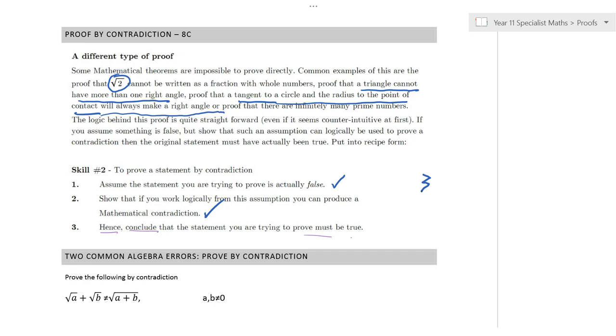So if you find a contradiction, then hence conclude that the statement you are trying to prove must be true. If you think about it, it's like a double negative, isn't it? I assume that something's false, I prove that that's false, so therefore it must be true.